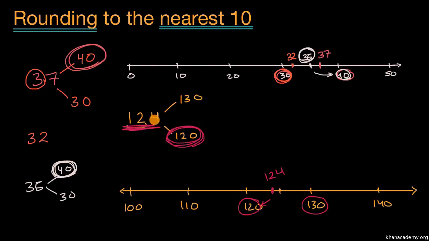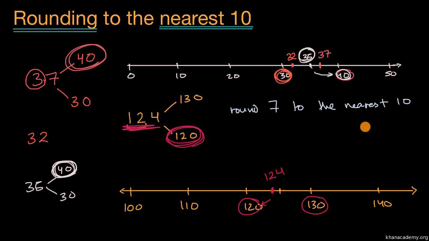If this was 125, or 126, or 127, 128, or 129, well, then we would round to 130. And of course, if it was 130, we would round it to 130. Let's do one more example. And actually, I'm going to do a one-digit number. Let's say we want to round 7 to the nearest 10. So I'll write it out. Round 7 to the nearest 10.